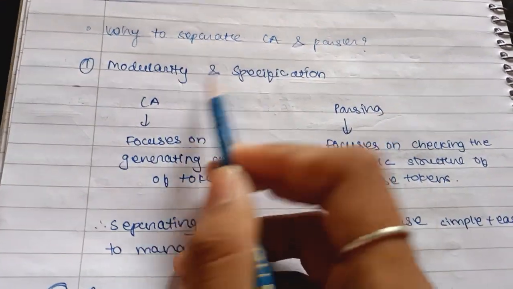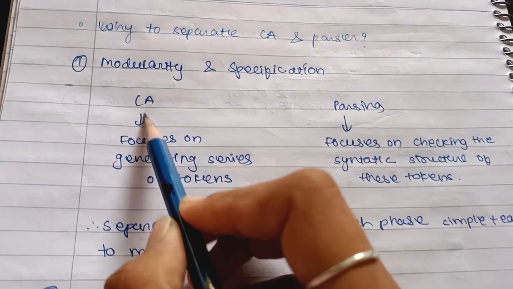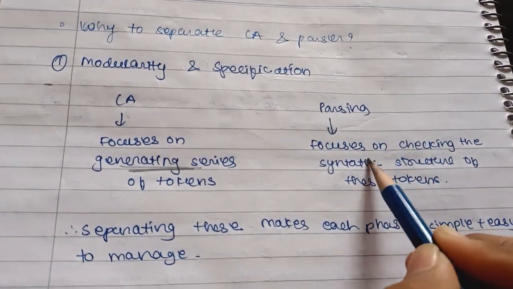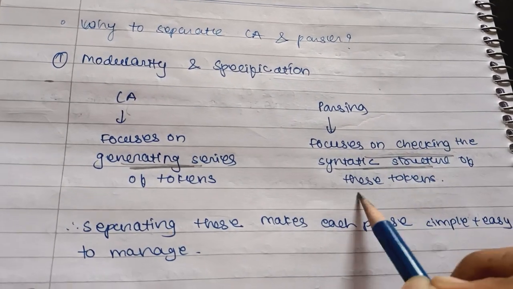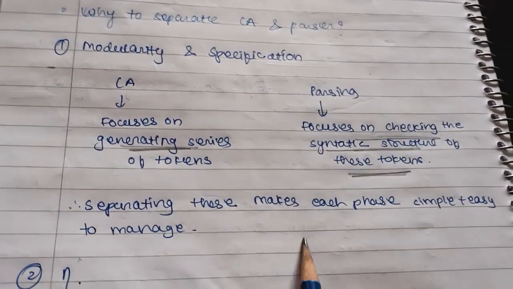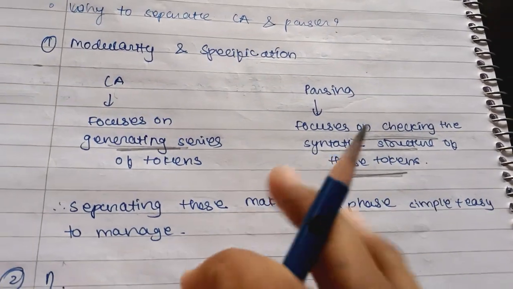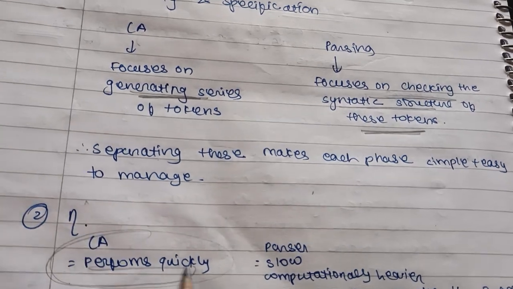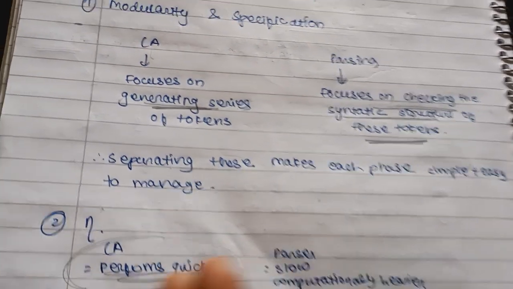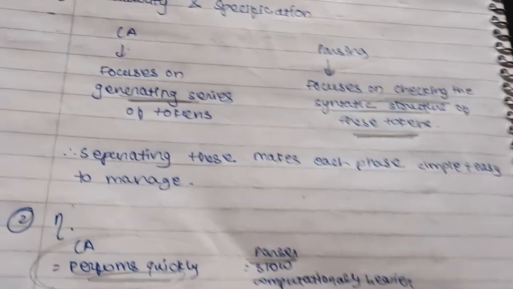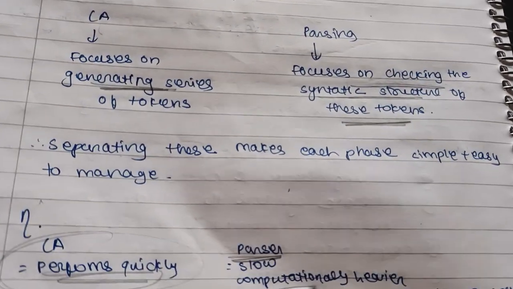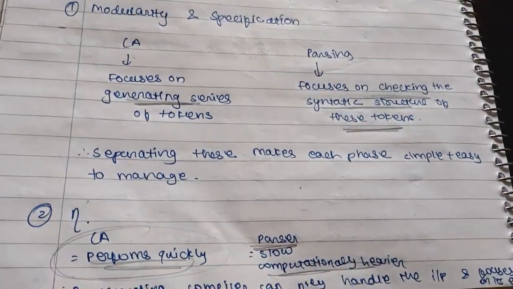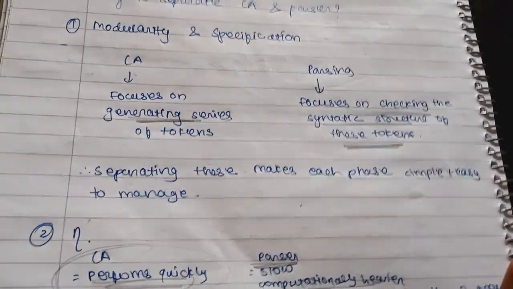The first one is modularity and specification. The lexical analyzer focuses on generating the tokens, and the parser focuses on checking the syntax structure of these tokens. So separating these phases makes it easy and simple to manage. The second thing is efficiency. The lexical analyzer performs quickly because it has nothing to do but generate the tokens, but the parser has to check the structure of the tokens, so it is computationally heavier. By separating these phases, we can increase the efficiency of the compiler.